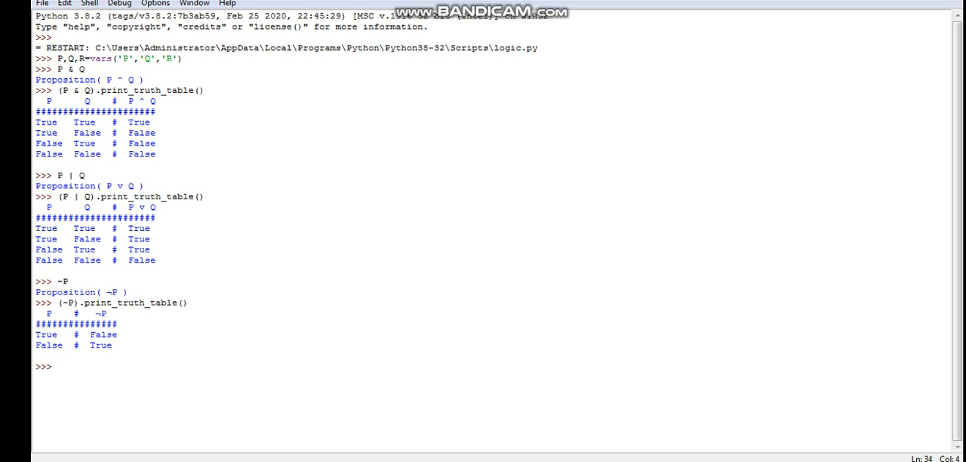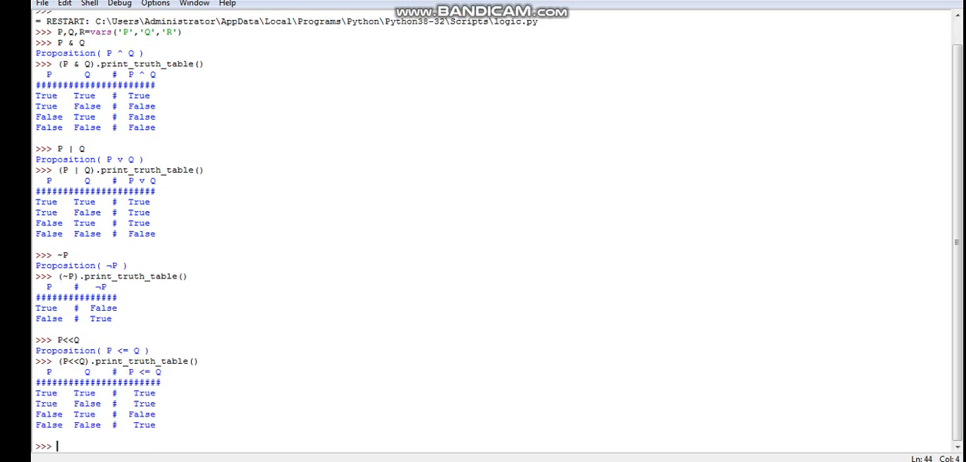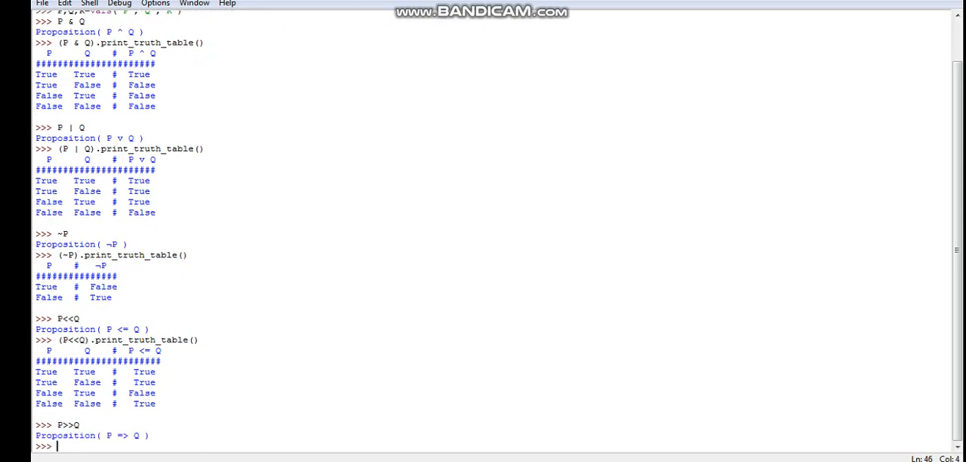We can also do this for the implies operator. This operator is for P implies Q. We can also print a truth table for this. P implies Q. And this operator is for P implied by Q. We can also print the truth table for this. P implied by Q.